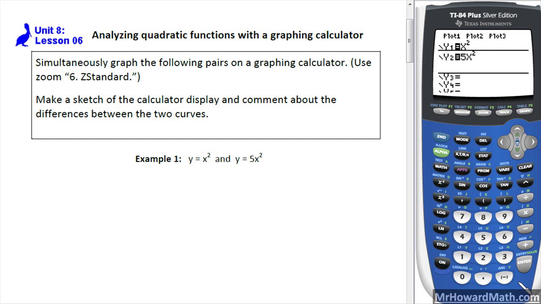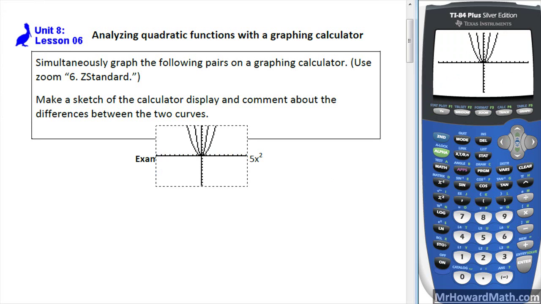Okay, we're going to look at analyzing quadratic functions with a graphing calculator in this lesson. So we're going to graph both of the examples, y equals x squared and y equals 5x squared, and then they ask us here to make a sketch and comment about the differences between the two. So I've already got x squared and 5x squared in here. So you would sketch this. I'm actually just going to paste it in, but you would need to sketch it.